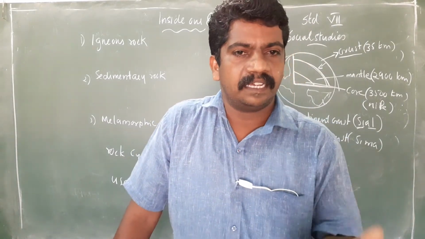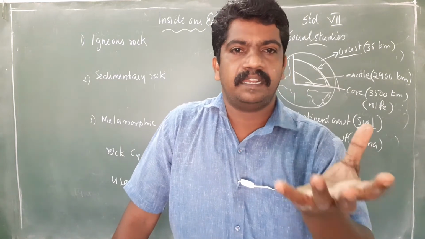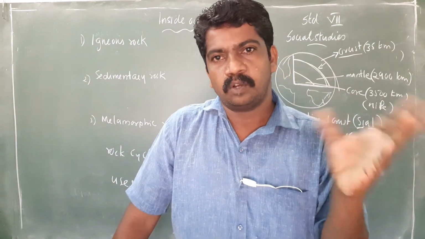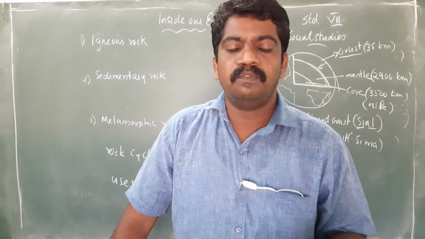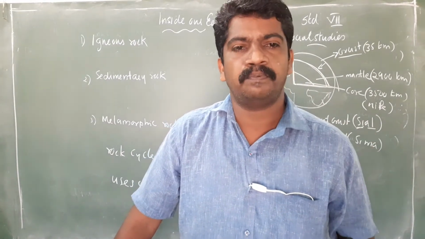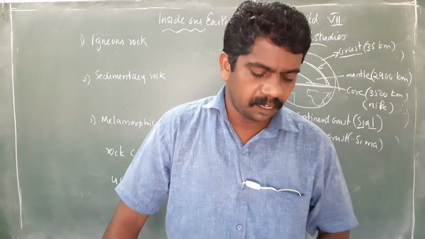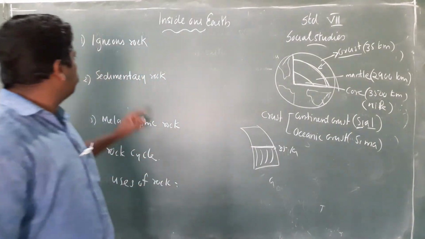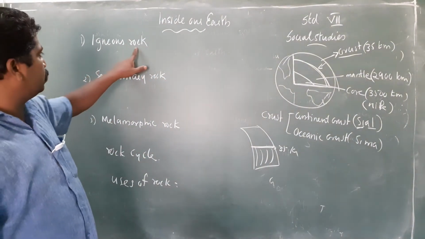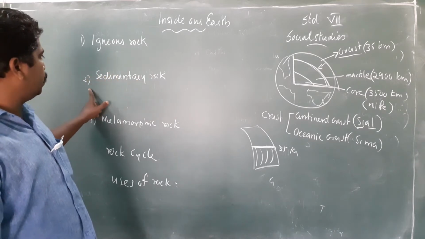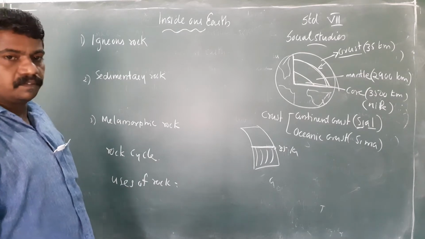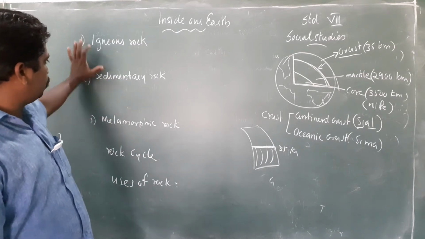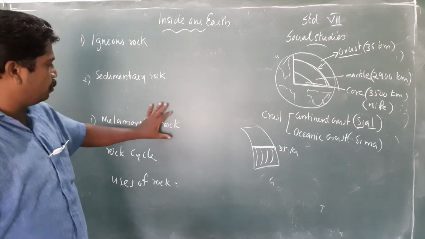You know, our earth crust is made up of different rocks. These rocks contain different minerals. So in this chapter now we understand what are the different types of rocks and how they are made up of. First rock is called igneous rock. Second rock, sedimentary rocks and metamorphic rocks. Igneous rock, sedimentary rock and metamorphic rock.